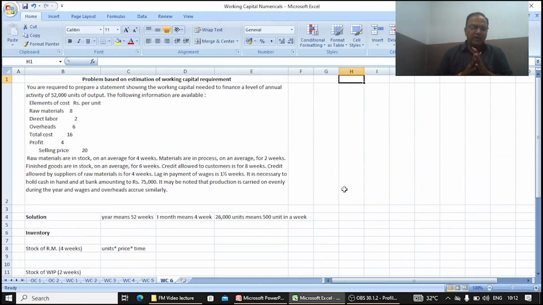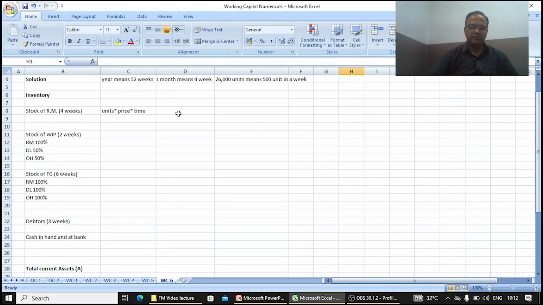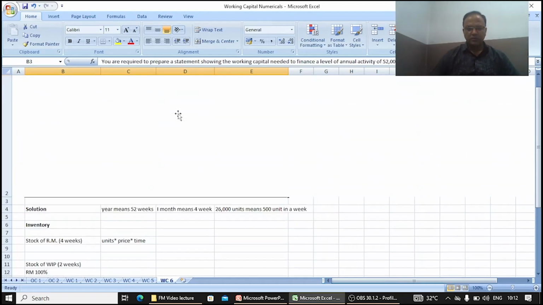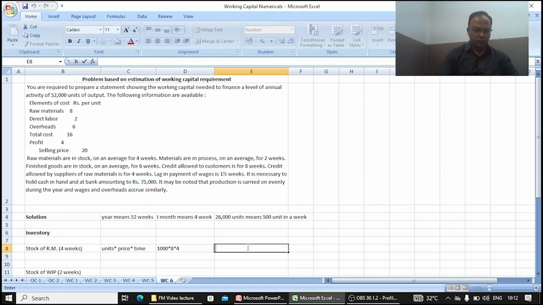Now raw material 8, labor 2, overhead 6. 8 to 6. Units are 52, it means 1000 in a week. 1000 into 8 into 4 is equal to 32,000.